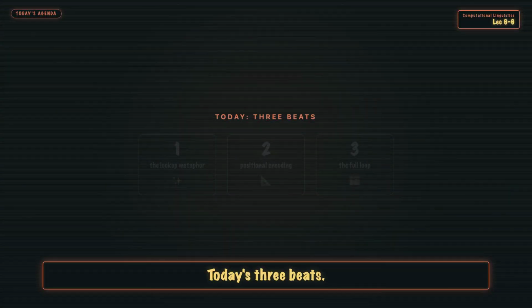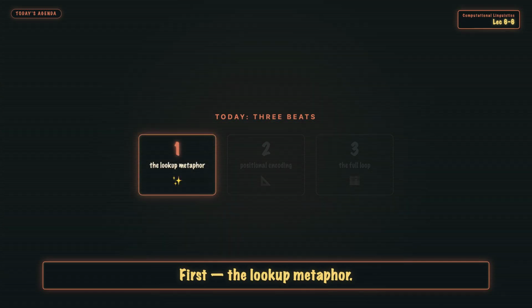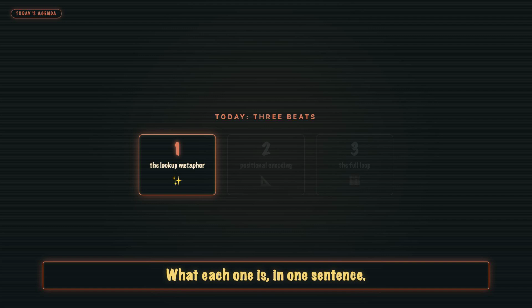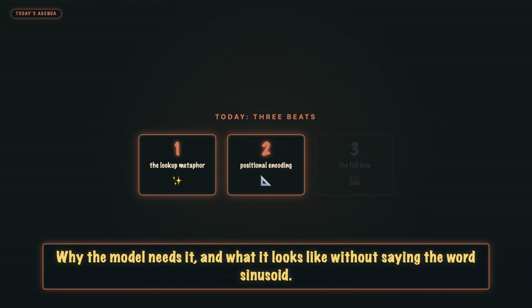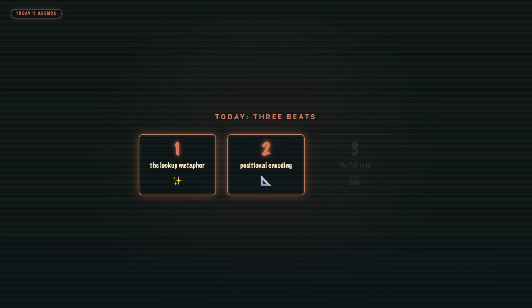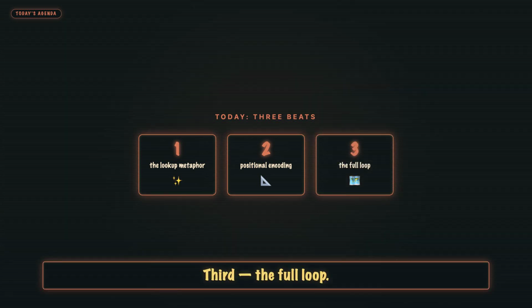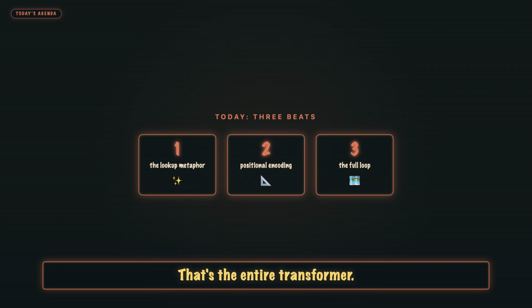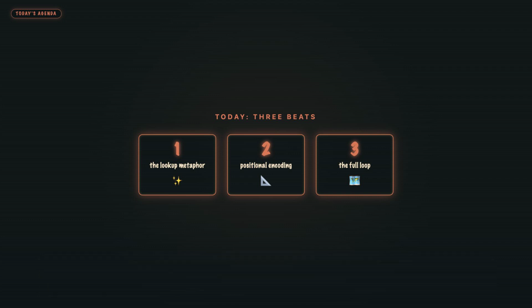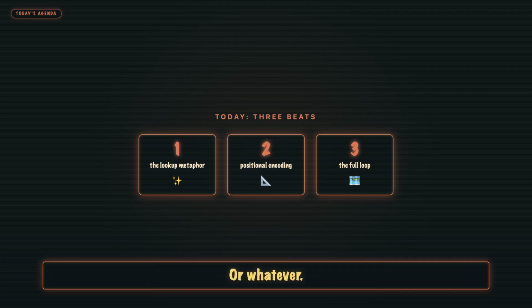Today's 3 beats. First, the lookup metaphor. Queries, keys, values in a library. What each one is in one sentence. Second, positional encoding. Why the model needs it and what it looks like without saying the word sinusoid. Third, the full loop. Attention, feed forward, attention, feed forward, repeat. That's the entire transformer, 6 blocks deep, or 96, or whatever.